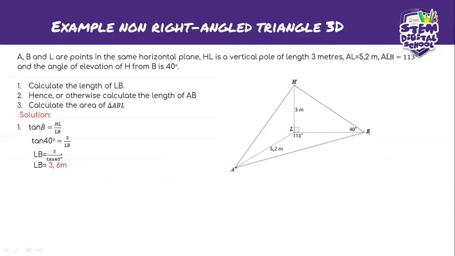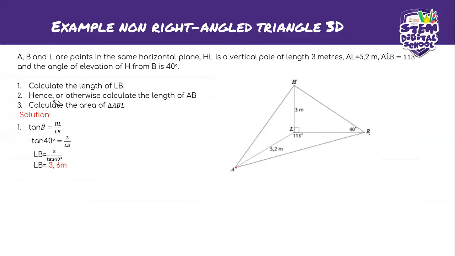Then from there, you are going to do cross multiply. Then after you did your cross multiply, the value of LB or that side is 3.6 meter. The length of LB is what? 3.6 meter. Right.